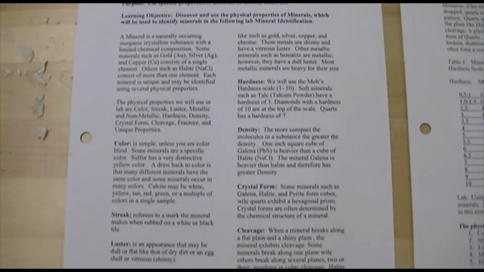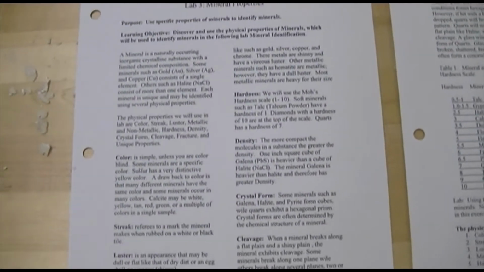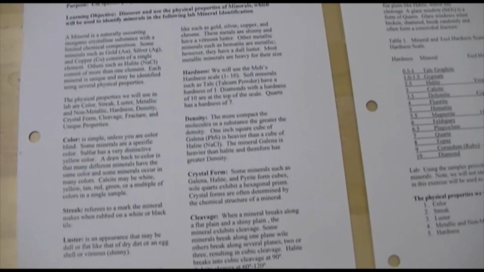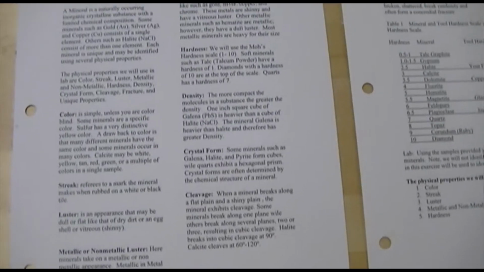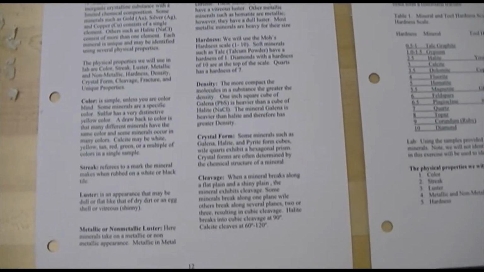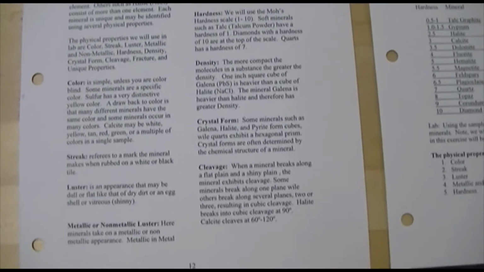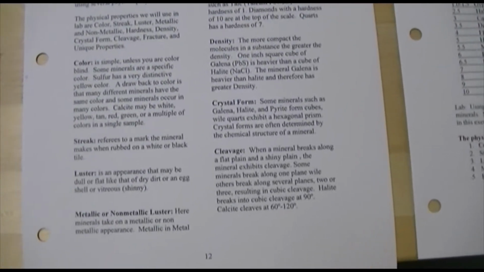And this lab starts off with the definition of a mineral being naturally occurring, inorganic, crystalline, with a chemical composition, and that some elements can be minerals and some compounds. Most minerals are made from compounds. That's 2 or more elements. So what are the physical properties?